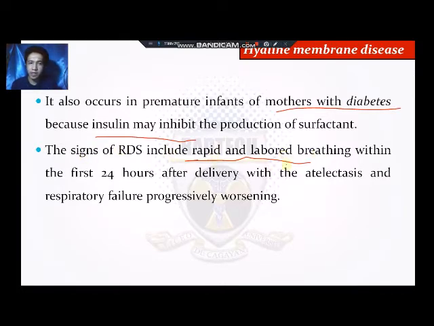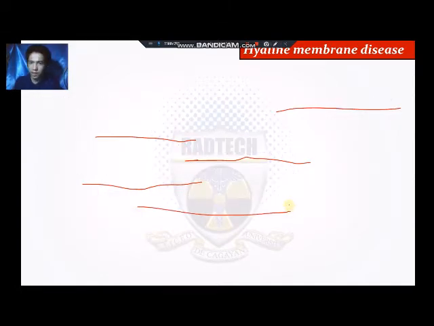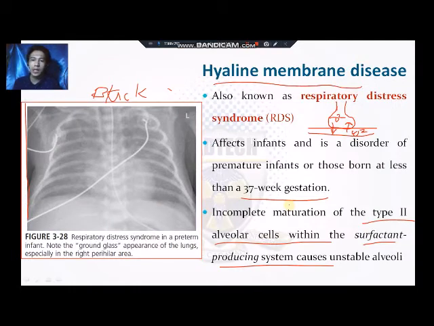Rapid and labored breathing within the first 24 hours after delivery, with atelectasis and respiratory failure progressively worsening. Okay, so again, try to look at the radiograph niya. Atelectasis is related to the collapse of the lungs. No, gamay na lang kaayo hangin ang sulod sa iyang lung fields, and then naapod sa fluid accumulation. So later on ma-block off na gid ang passage of air. So munang mag-collapse na din ang iyahang lungs.